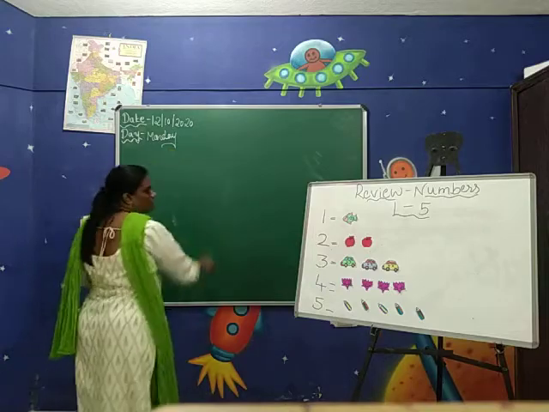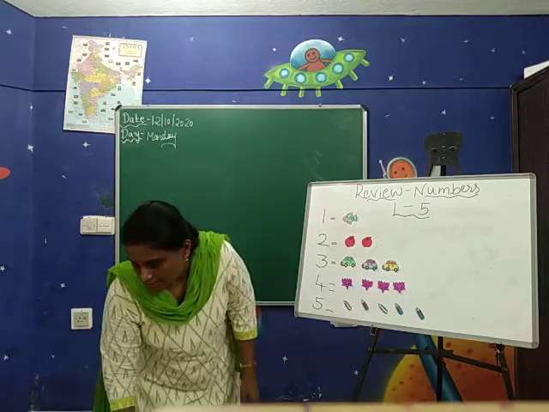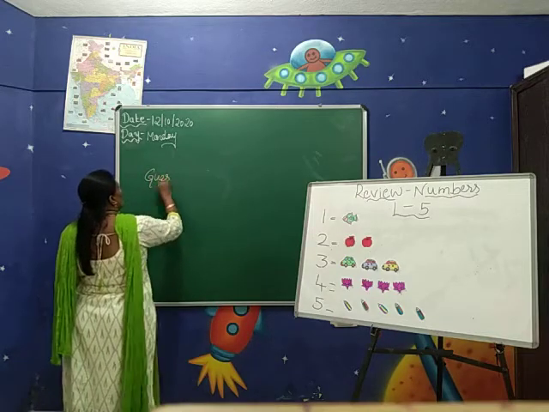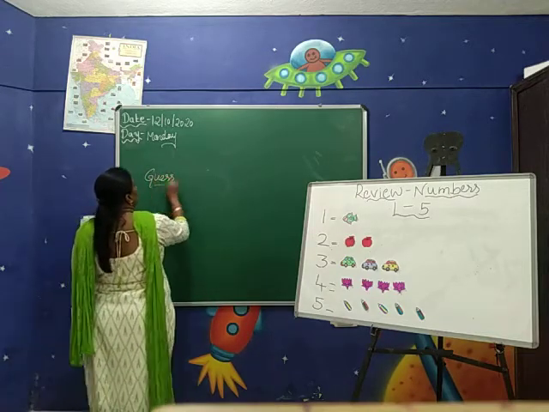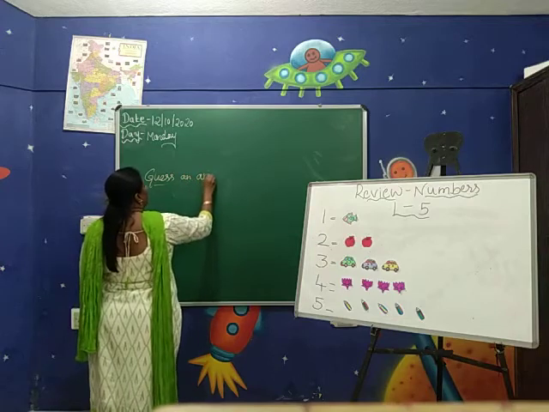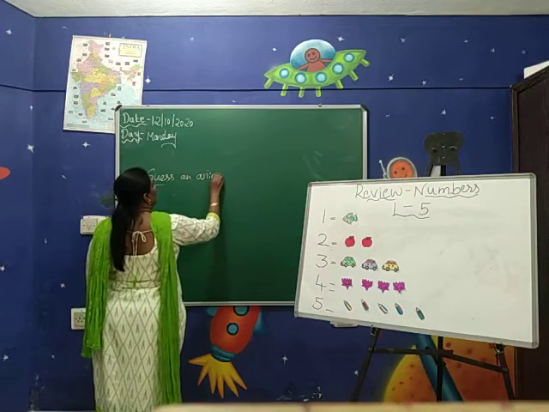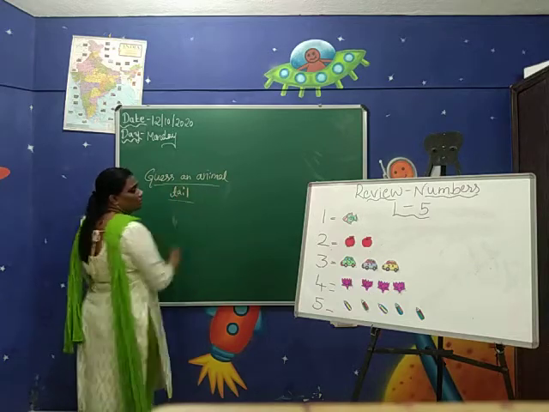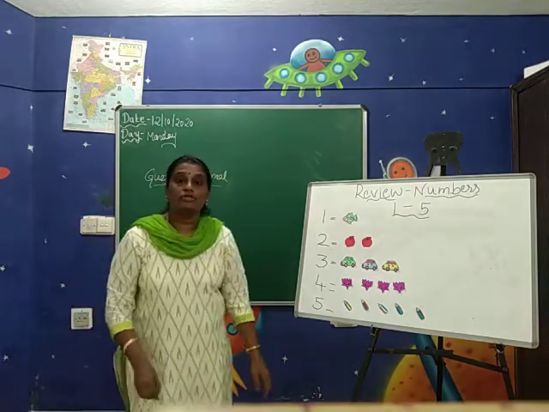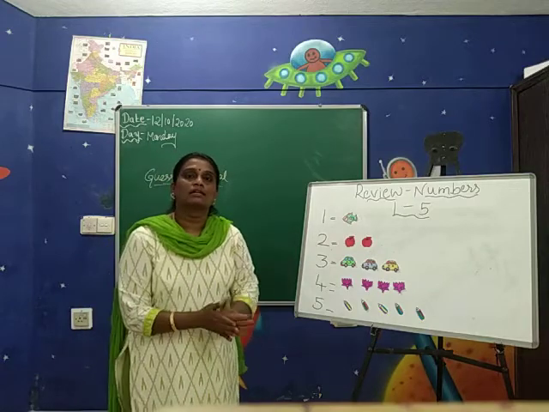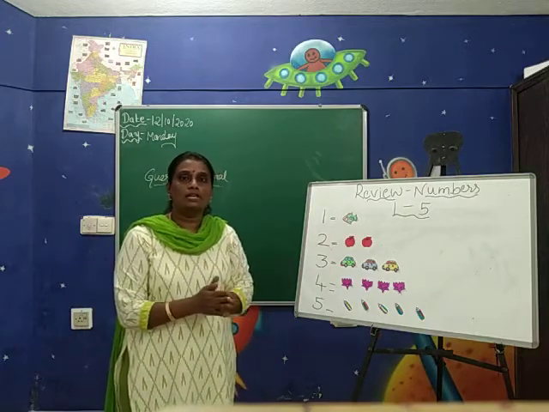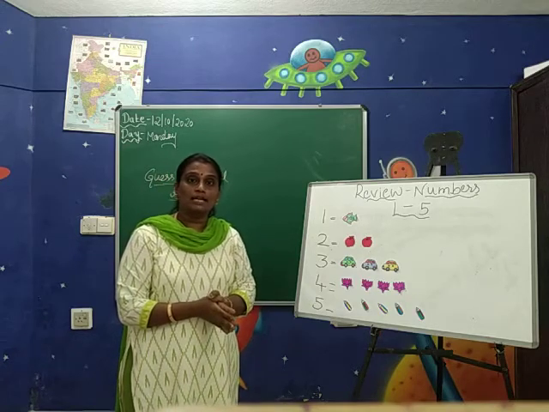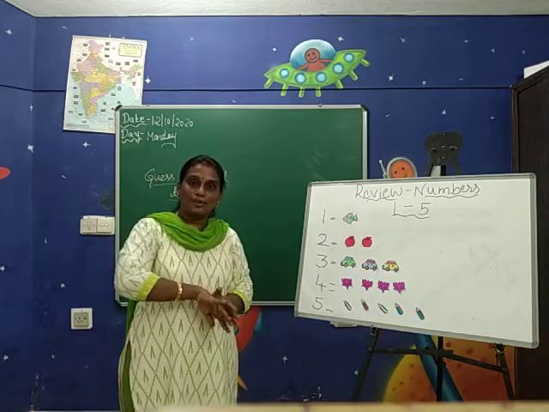Okay, we will move to the next concept, that is guess an animal tail. Today I will teach you one small fun game, guess an animal tail. Children, have you seen animals? Which animal have you seen? Yes, dog. Have you observed the dog? How is the tail? Yes, it has a twist like this, no?